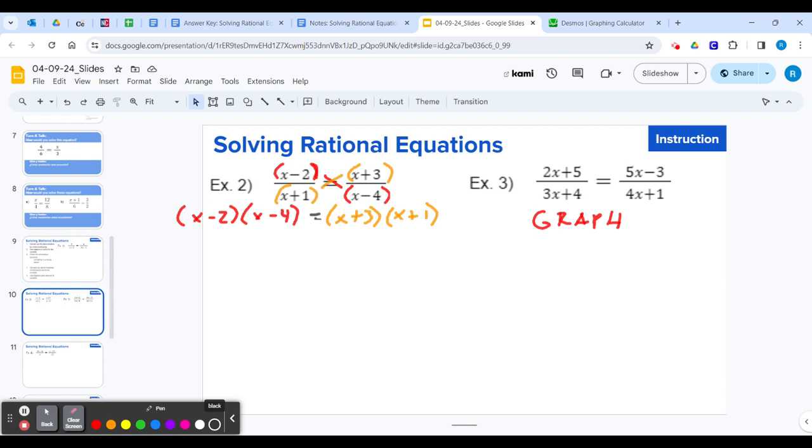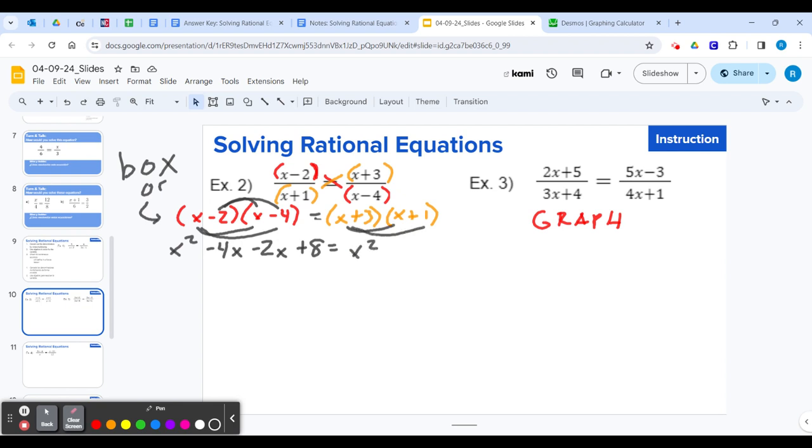Then we are going to start simplifying. We can use the box method, or we can use our distribution. So I'm going to distribute here. I got x times x, which is x squared. Then x times negative 4 is negative 4x. Then I go with my negative 2, so minus 2x. And my negative 2 times negative 4 is plus 8. I'm going to use that same distribution on the other side where I got x times x. Then I have x times 1, so plus 1x. Then I have 3 times x, so plus 3x. And lastly, 3 times 1, plus 3.